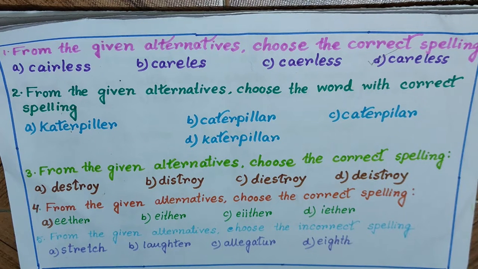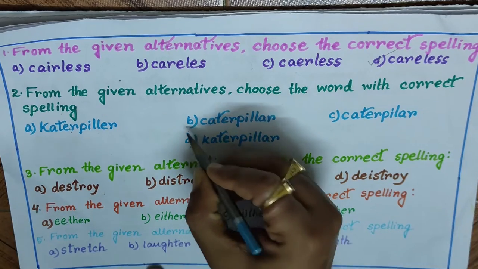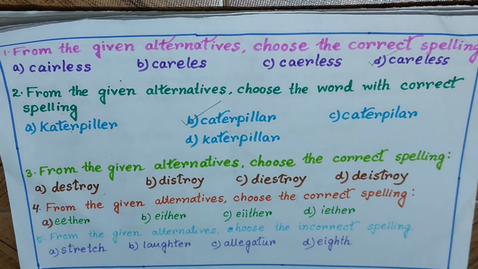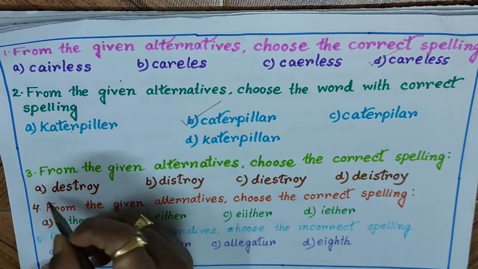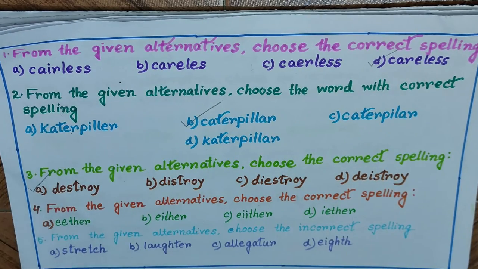Question 2. From the given alternatives, choose the word with correct spelling. So we are talking about caterpillar, and the spelling of caterpillar is B, that is C-A-T-E-R-P-I-L-L-A-R. Next question, number 3. From the given alternatives, again choose the correct spelling. So we are talking about destroy, and the correct spelling of destroy is A, D-E-S-T-R-O-Y. All the other three are wrong. So answer A is the right one.